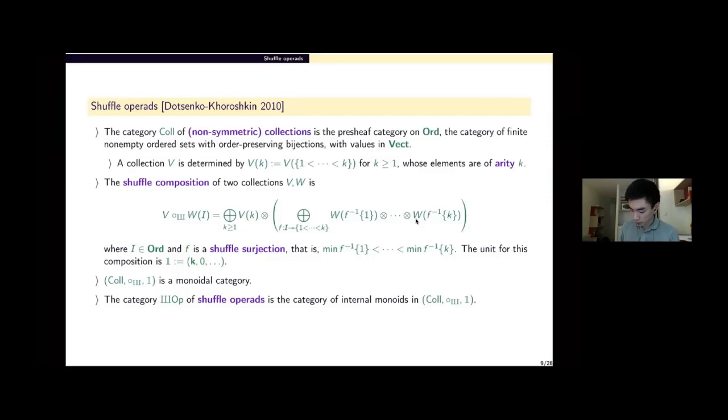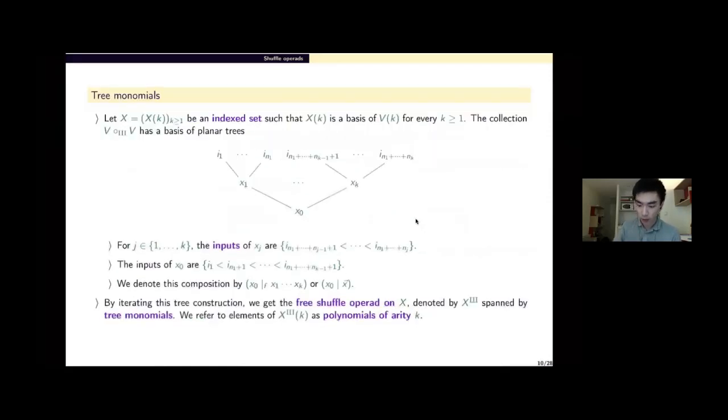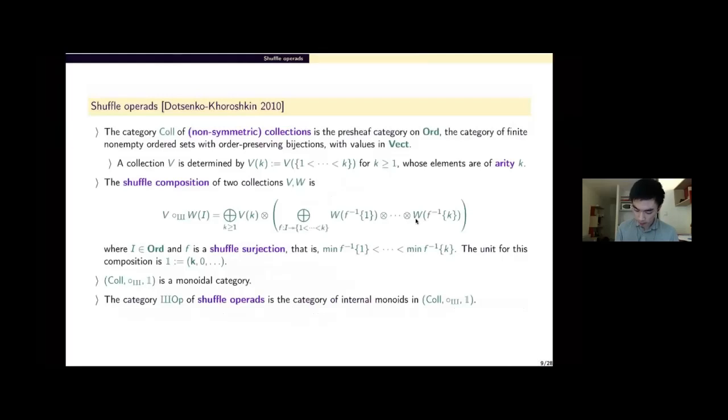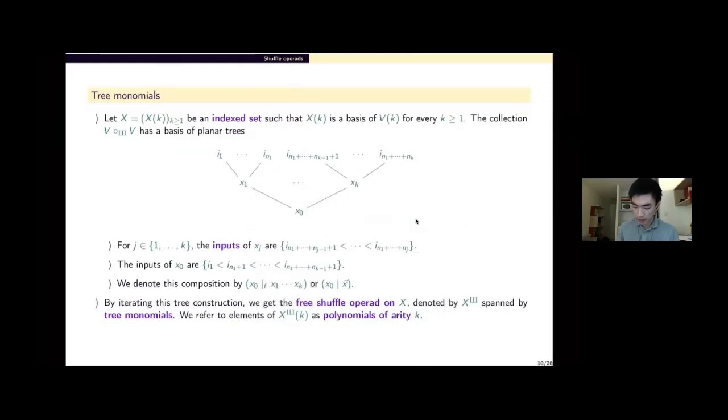Now I wanted to be a bit more specific about what I mean by planar trees. Using this definition, if we take a collection V and a basis X, so in each arity we choose a basis of V(k), then V circle Sha V has a basis of planar trees of the following form. So X0 corresponds to the left side of this tensor product, while X1 to Xk correspond to the right-hand side. And I tried not to go back and forth too much.